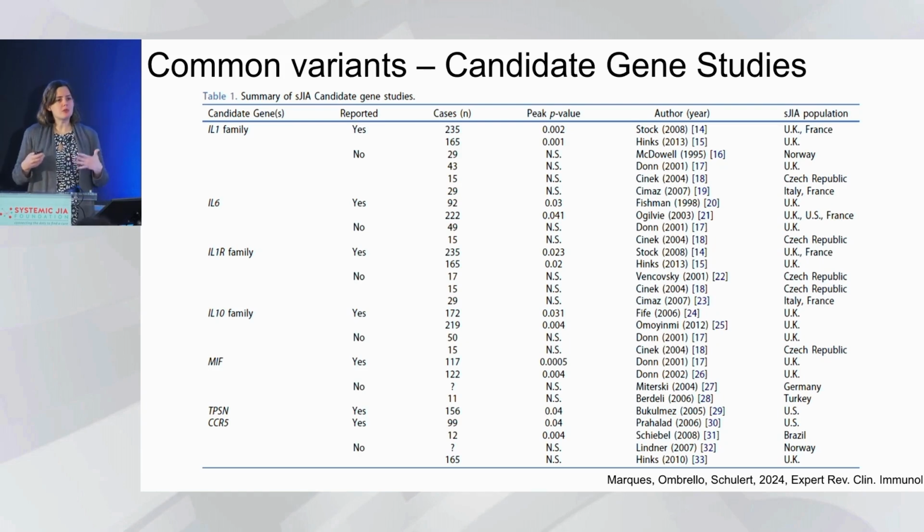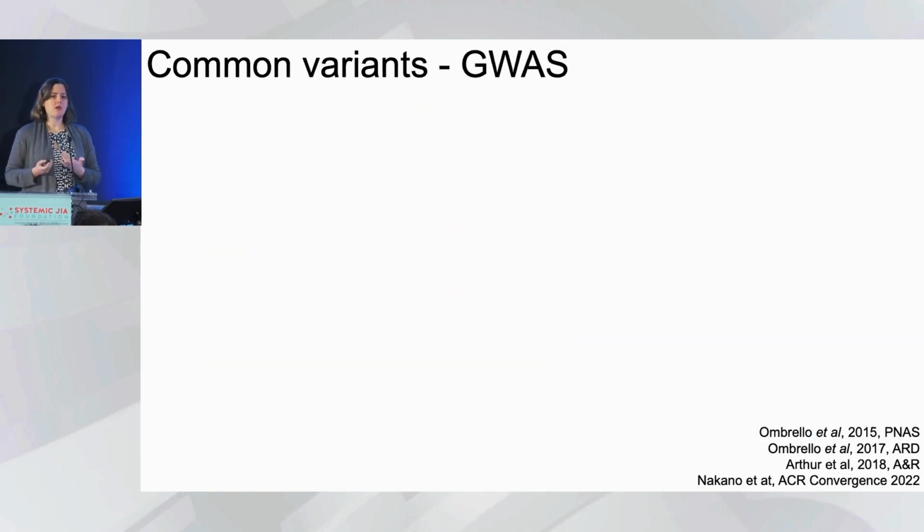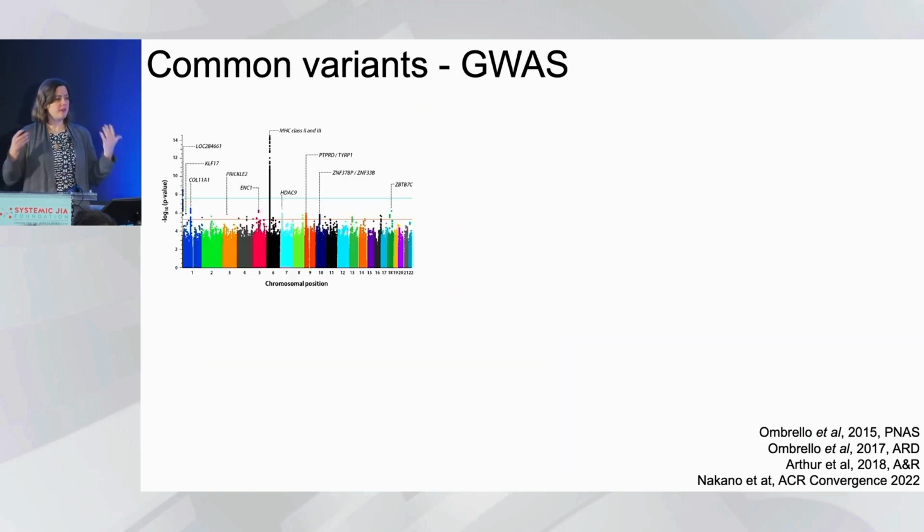But those studies were small, and some of them were not replicated. So in some cohorts, they found association, and then in other cohorts, they couldn't find it. So you see here, for IL-1, you have 2 positive followed by several negative ones. So then people were like, okay, how can we tackle this? So there was this international consortium where they're getting people from many different places to do a genome-wide association study.